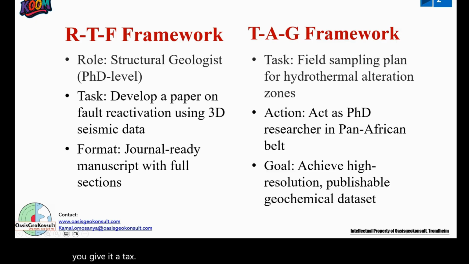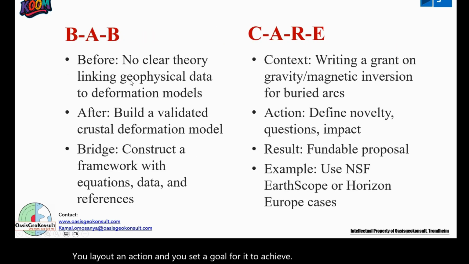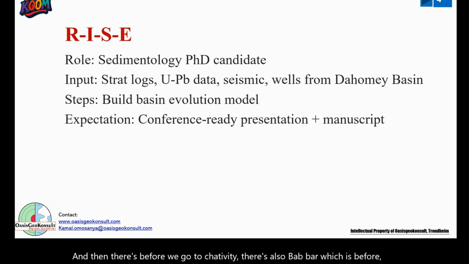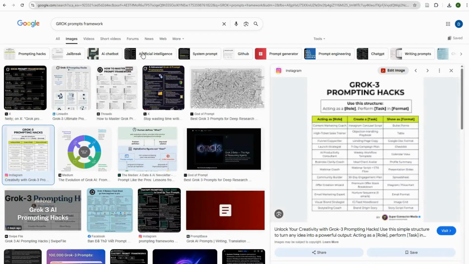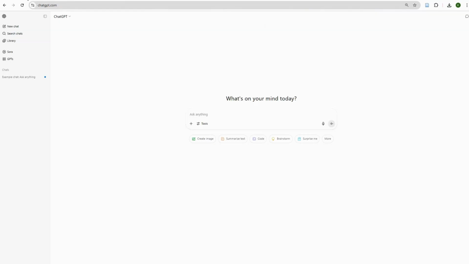So if we go to ChatGPT now, before we go to ChatGPT, there's also BAB, which is before, after, bridge, and there's CARE, which is context, action, result, and the last one is RISE, which is role, input, steps, and expectations. And we are going to use all of those frameworks in ChatGPT. So let's go to ChatGPT.